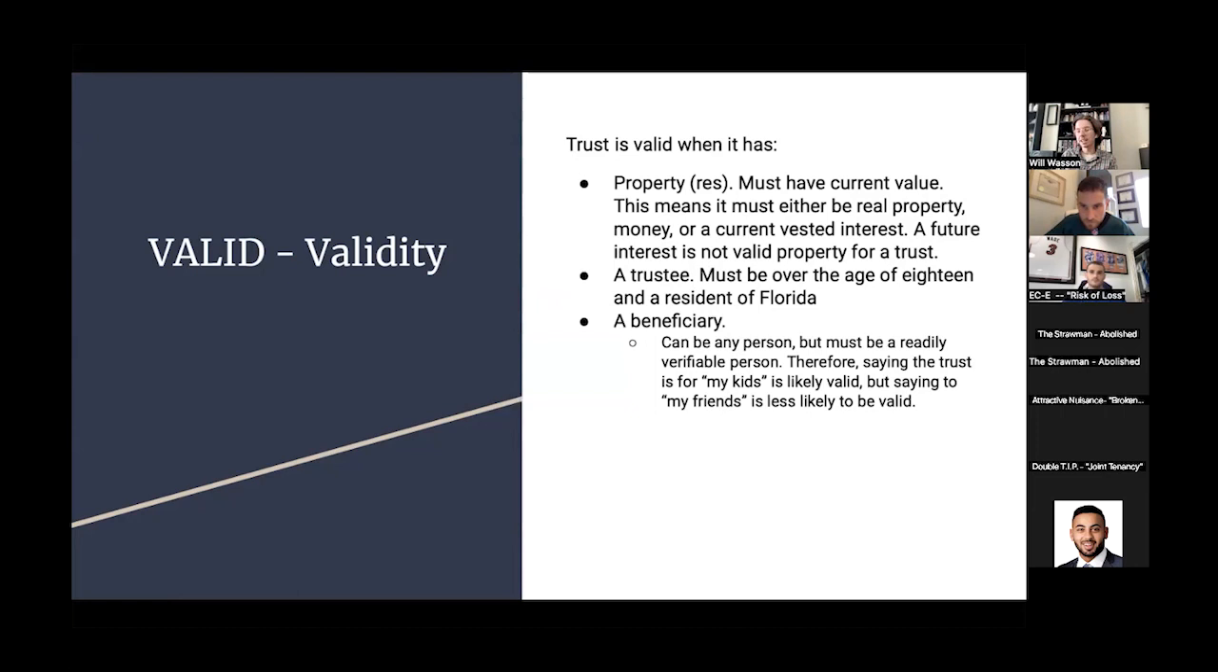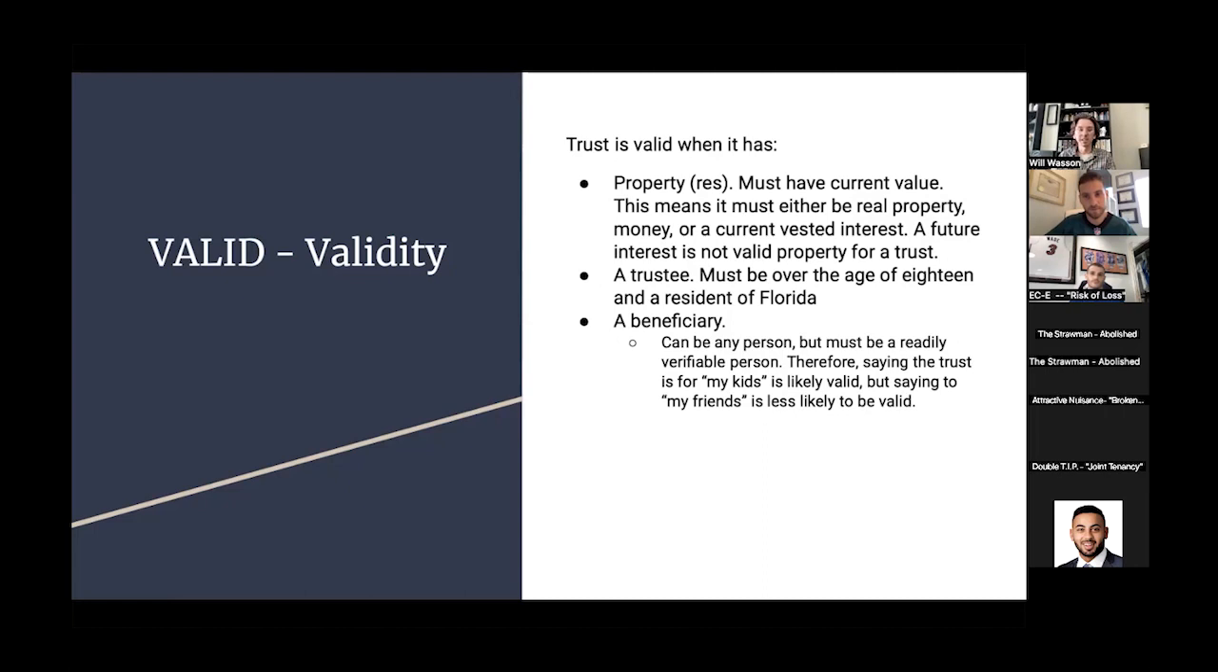So it can be my kids, but it's unlikely to be my friends, although you can make an argument for my friends. You can always make an argument about everything. You should be making arguments about everything. But my kids is easy, right? You can do a DNA test and prove who my kids are. But my friends, I like them, or was I just being nice? It's hard to tell who my friends are, especially after I'm dead.